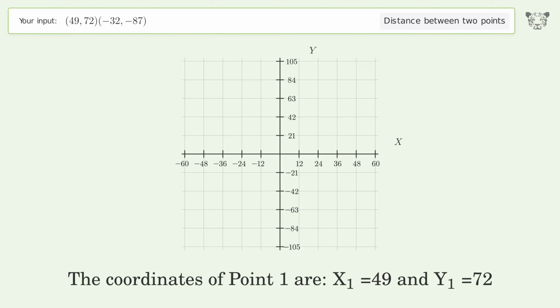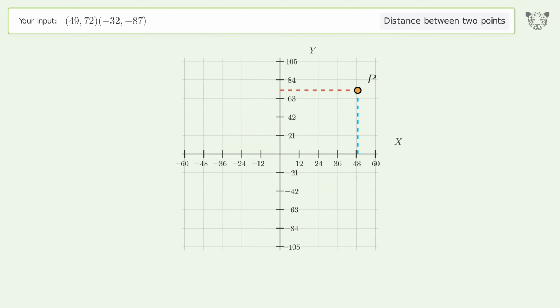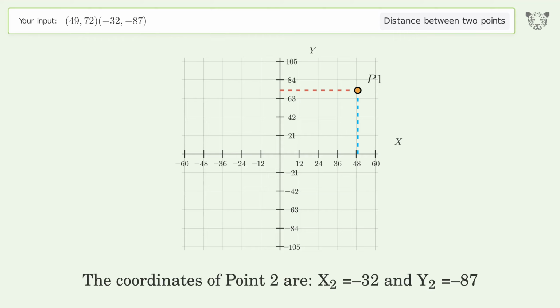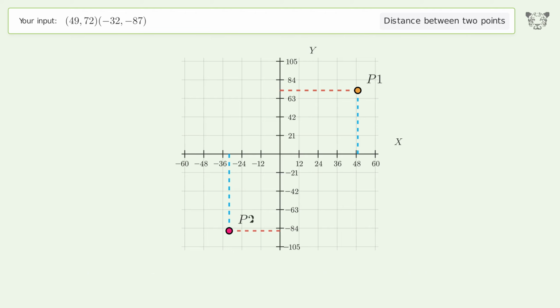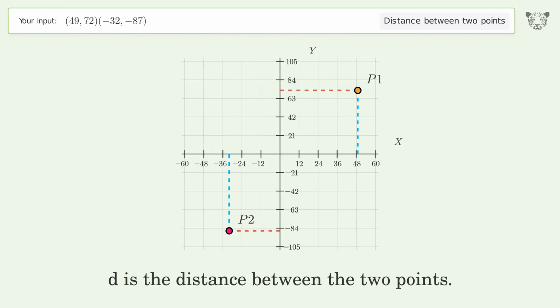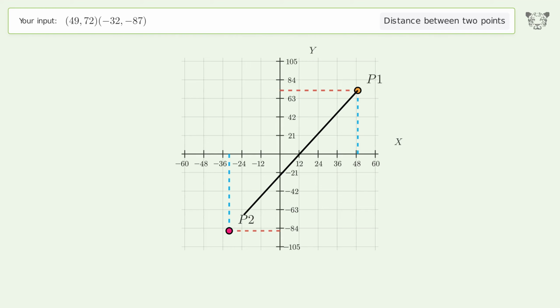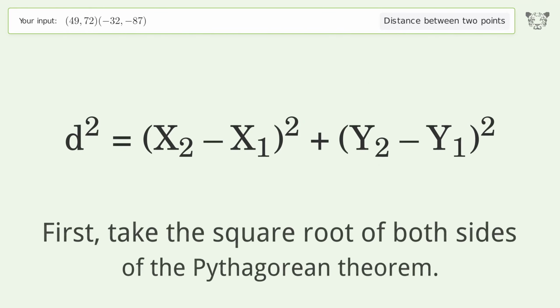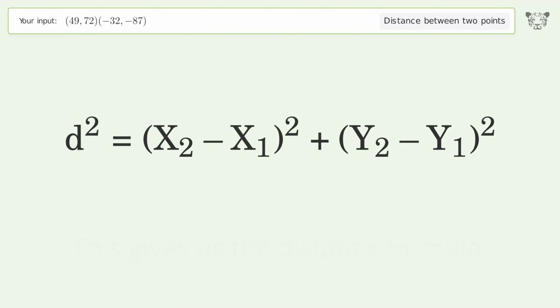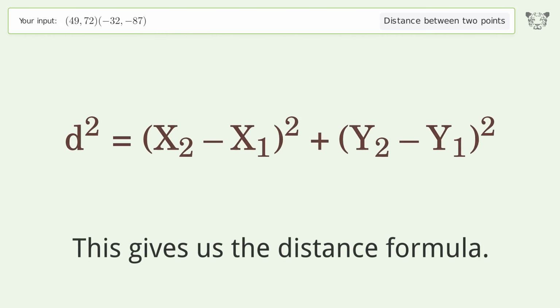The coordinates of point 1 are x1 equals 49 and y1 equals 72. The coordinates of point 2 are x2 equals negative 32 and y2 equals negative 87. D is the distance between the 2 points. First, take the square root of both sides of the Pythagorean theorem. This gives us the distance formula.